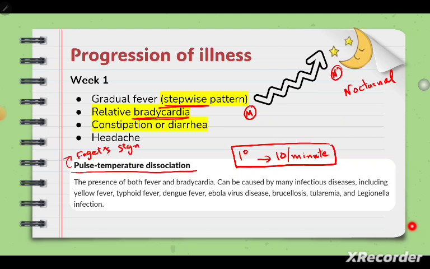It means the presence of both fever and bradycardia, and this can be caused by many infectious diseases, including yellow fever, typhoid fever, dengue fever, Ebola virus disease, brucellosis, tularemia, Legionella infection. What's important here are typhoid fever and Legionella infection. And you should note that malaria, which is also an important cause of fever in a returning traveler, does not cause pulse temperature dissociation.